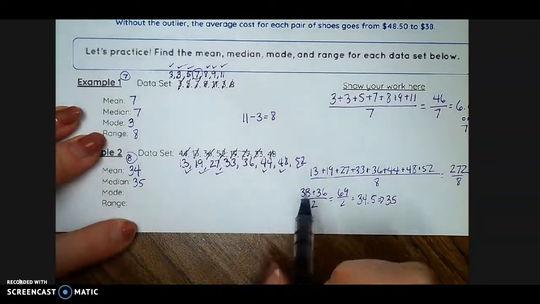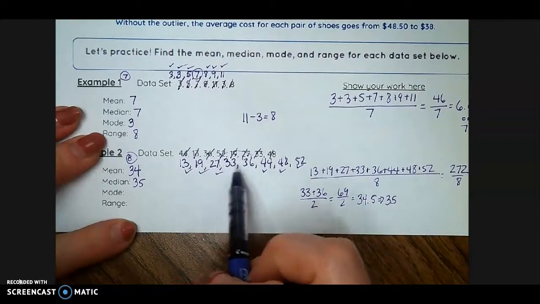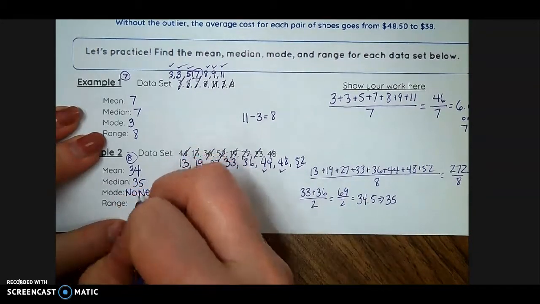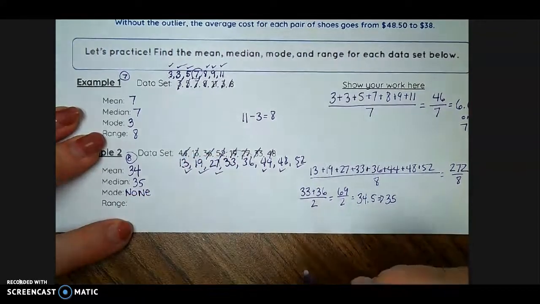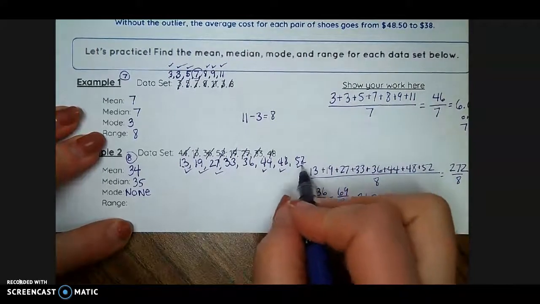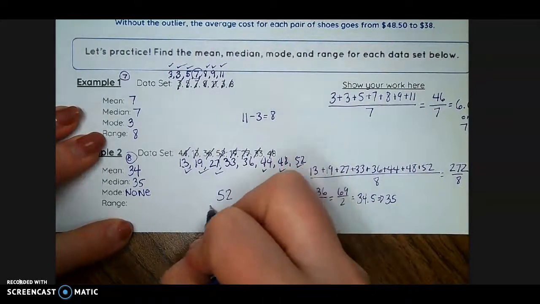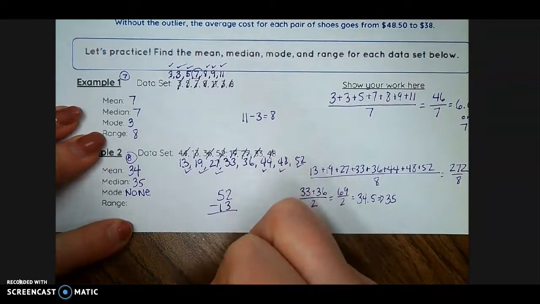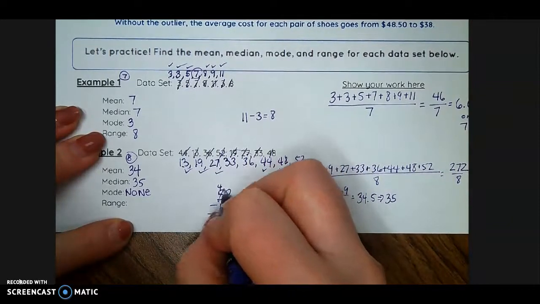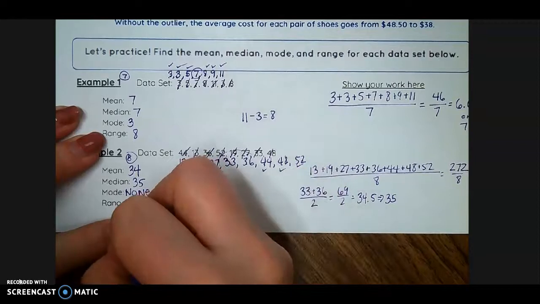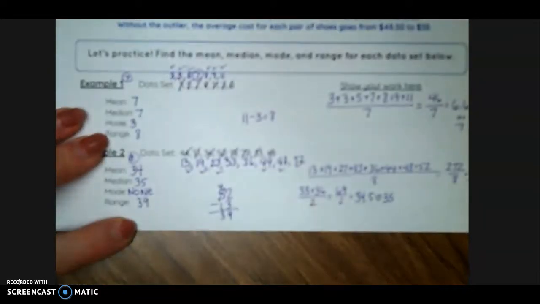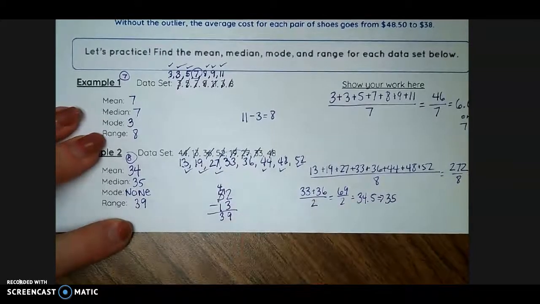Now in this case, you'll notice I don't have any data points that are repeated. So I don't have any mode. My mode is going to be none. I don't have one this time. I just don't have any numbers that repeat themselves, and that's okay. My range is still from my highest to my lowest. So my range is 39. So there are 39 points between my 2 data points.